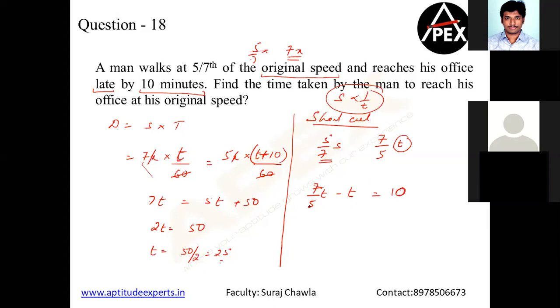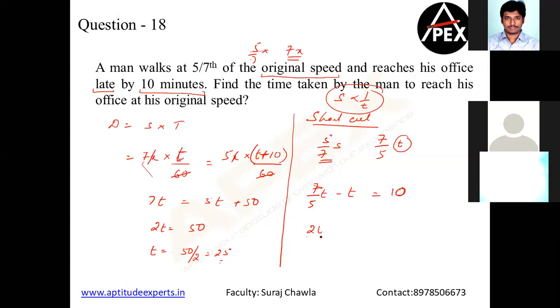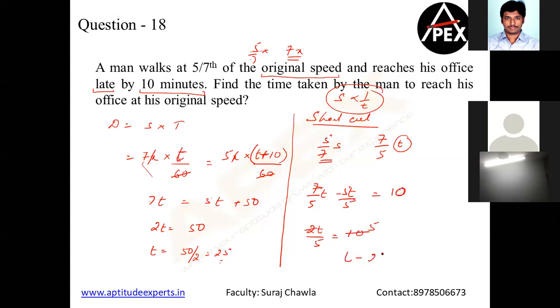In short, you can subtract the numerator from the denominator. 7/5 t minus 5/5 t will give me 2t/5. So 2t/5 is equal to 10, 2 ones are 2, 2 fives are 10, so the value of t is equal to 25 minutes. So it's not just a shortcut, it's just a quicker method of solving. We are applying that speed is inversely proportional to time, given distance is constant. Clear, guys?